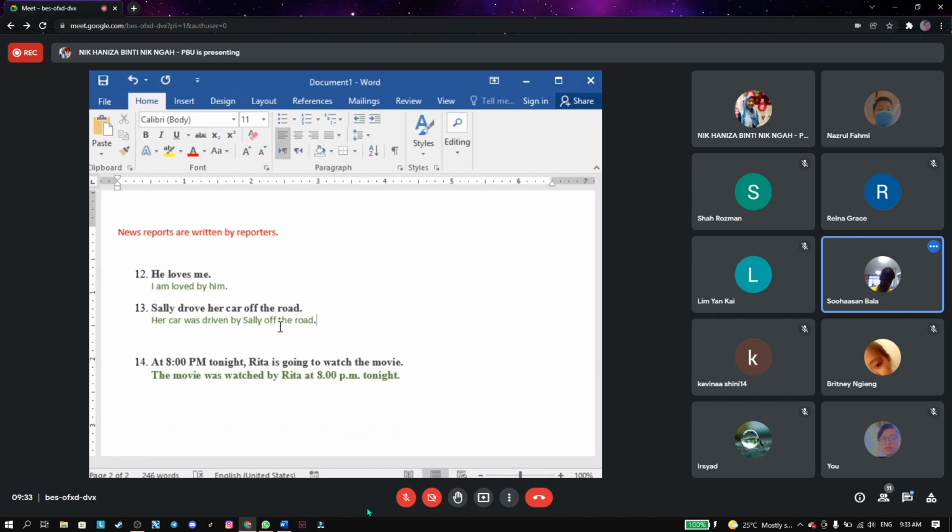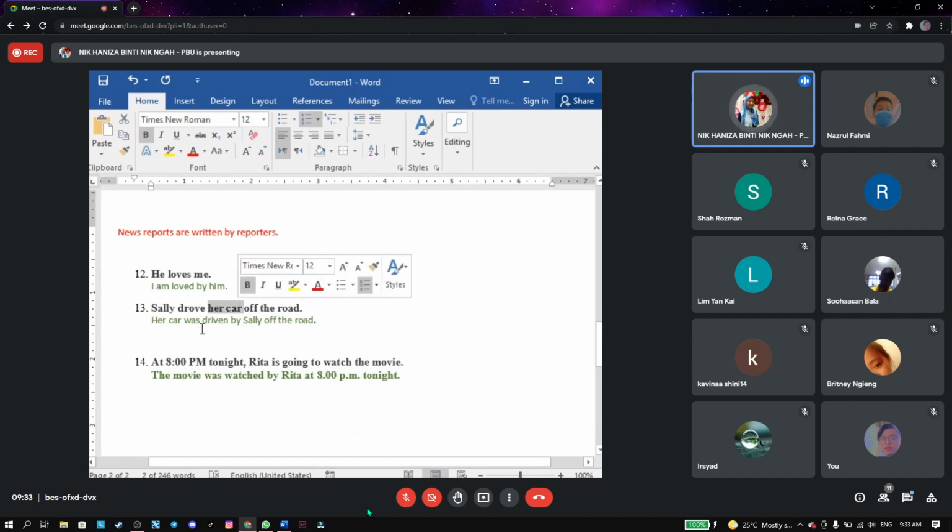Correct. Her car, okay. Let's see. Her car is the object, correct? Her car was... drove is the verb, drove. So when you want to change to passive, was driven. Okay, was driven. Her car was driven by Sally off the road.